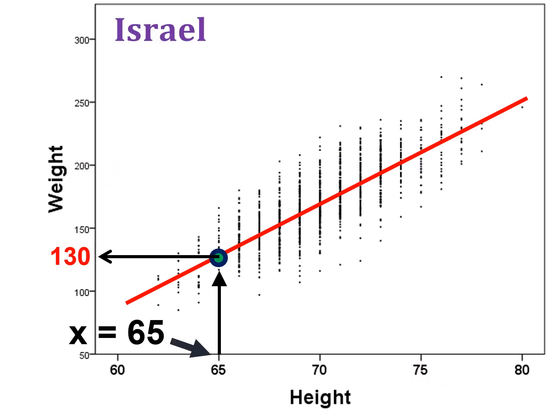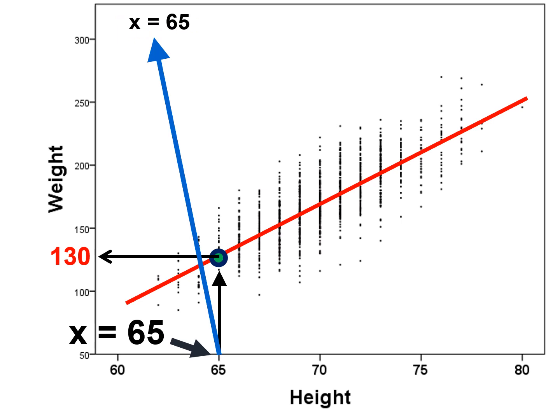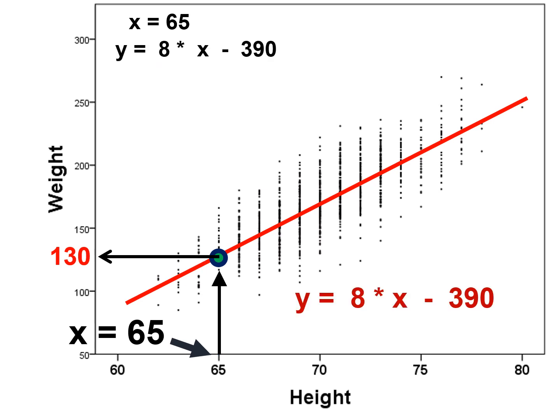This time we'll try the equation with somebody we know, Israel. We're kind of cheating because we already know his predicted value of y is 130, but let's test out our equation. Here's Israel's x value. X is equal to 65. And here's the regression equation.